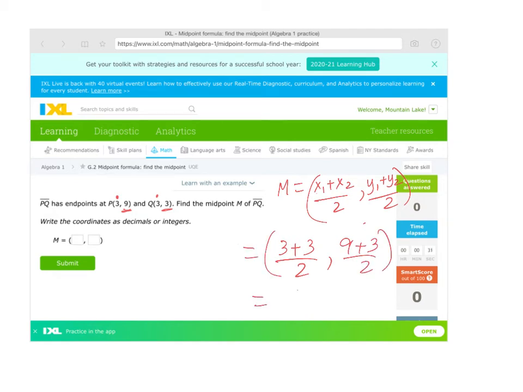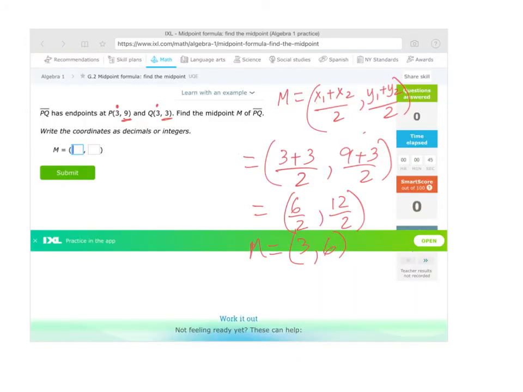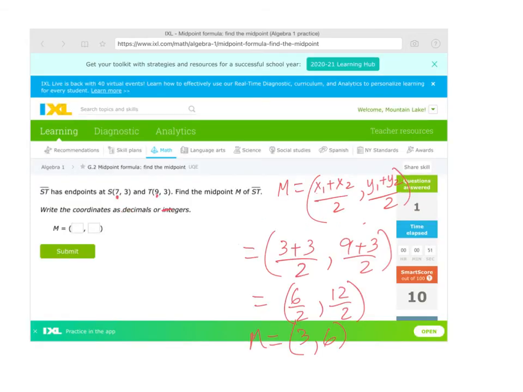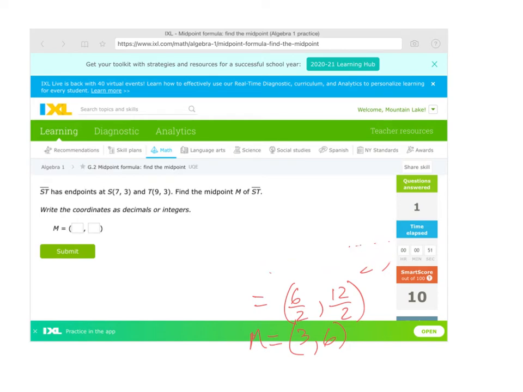So 3 plus 3 is 6. 9 plus 3 is 12. 6 divided by 2 is 3. 12 divided by 2 is 6. The midpoint is 3 and 6. Let's plug that in. Okay, let's try another one.